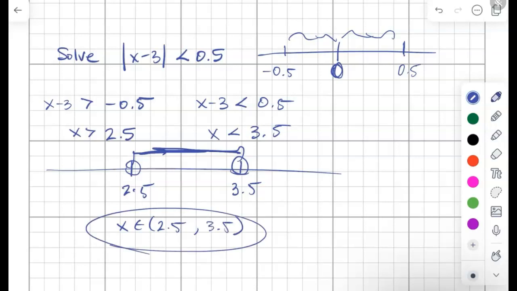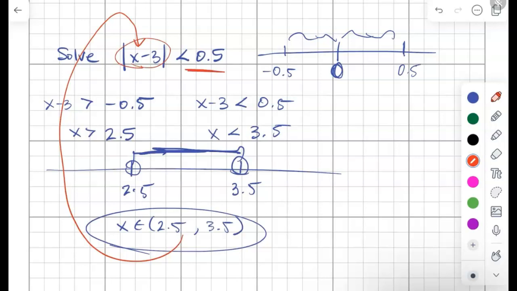And what we'll see here is any number between 2.5 and 3.5, if you plug it in for x, you're going to get a distance that's less than 0.5. So for example, if I plug in 3, which is between 2.5 and 3.5, I get 0 in here, and 0 is less than 0.5.